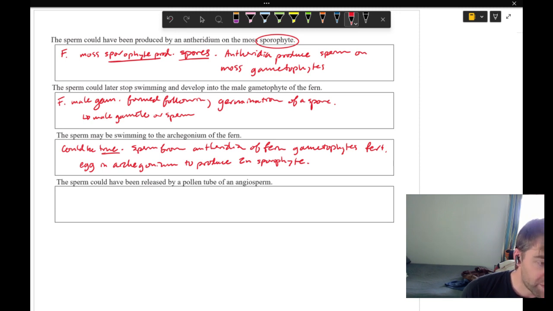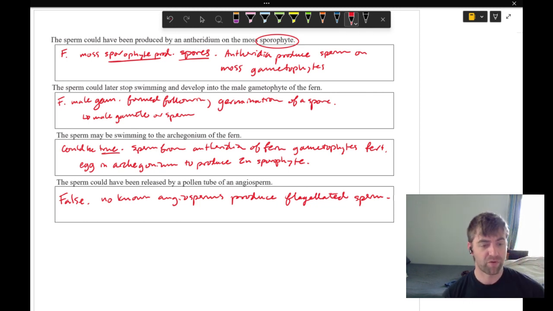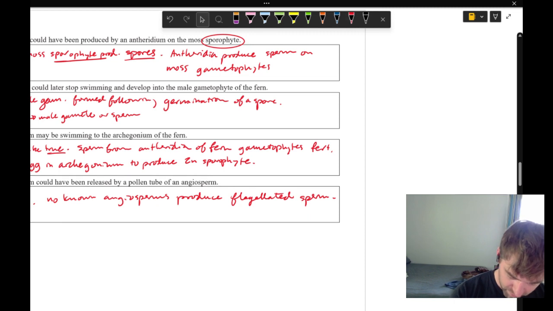And finally, the sperm could have been released by a pollen tube of an angiosperm. This is false. No known angiosperms produce flagellated sperm. This may have been true at one point for some of the more primitive seed plants, like cycads.